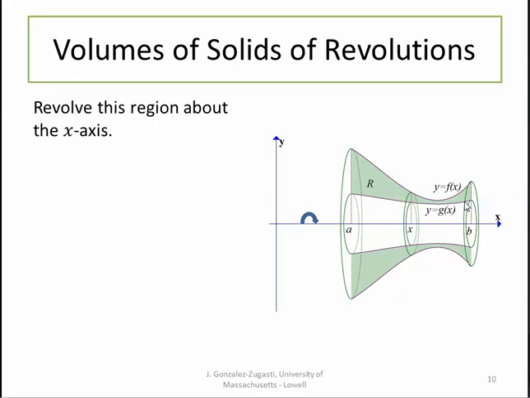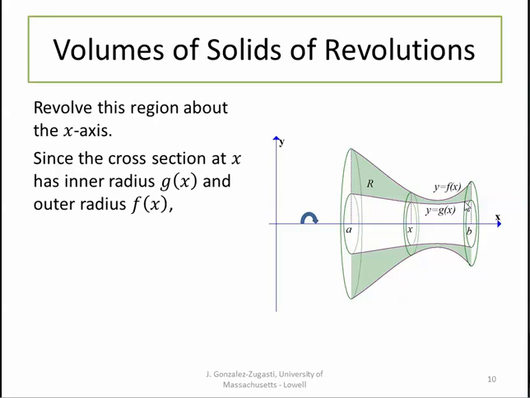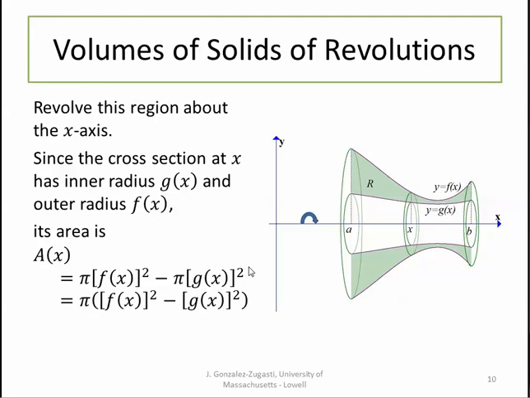Since the cross-section at x has inner radius of g of x and outer radius of f of x, we get that its total area is going to be equal to the area of the disk generated by f of x minus the area of the disk generated by g of x. So from here, all I'm going to do is factor out a pi, and notice my area is now equal to pi times f of x squared minus g of x squared.